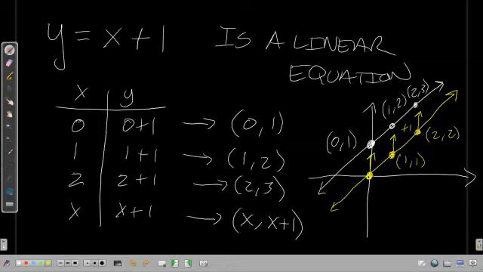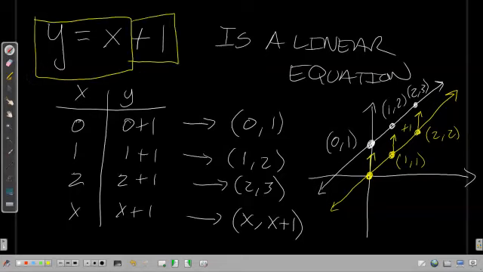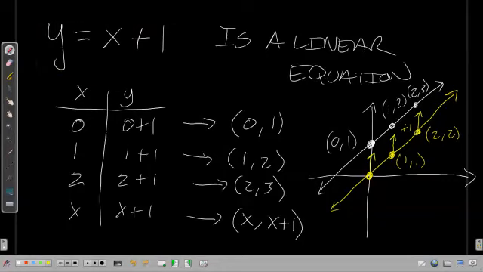So we could take that diagonal and just scoot it up along the y-axis by 1 unit and get this new line. And that is exactly what our equation says. Our equation says, take the diagonal and scoot it up by 1 unit. There's nothing else going on.